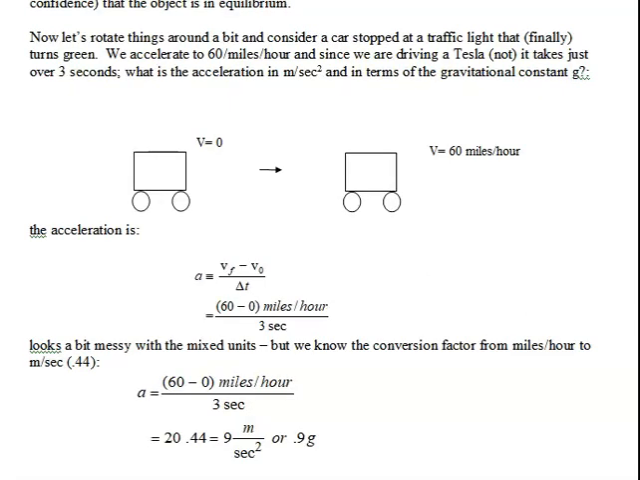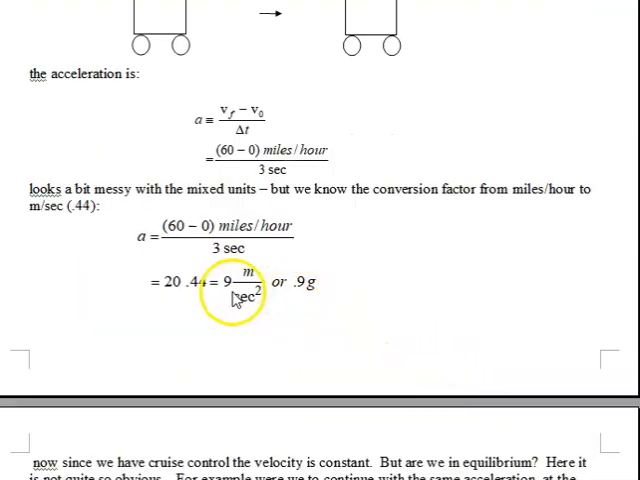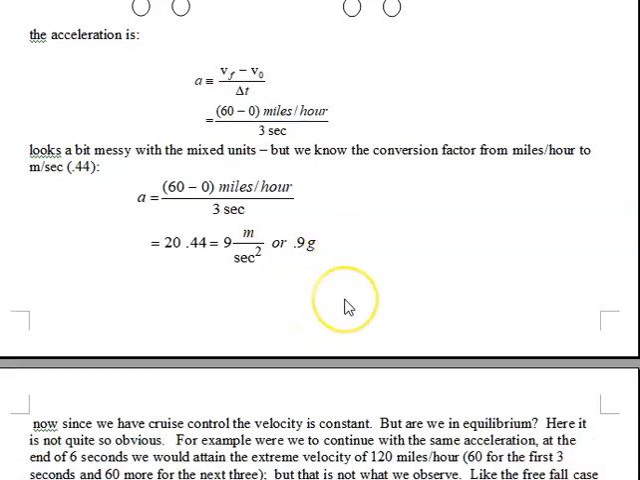Okay, now let's rotate things so we're on a horizontal plane and we're driving in our car and we accelerate to 60 miles per hour. And if you're driving a Tesla, that takes about 3 or 4 seconds. Wow, pretty fast. So the acceleration can be reasonably found. It's the final velocity minus the initial velocity divided by the time, and we get about 9 meters per second squared, or about 0.9 times the gravitational acceleration. That is a huge acceleration.